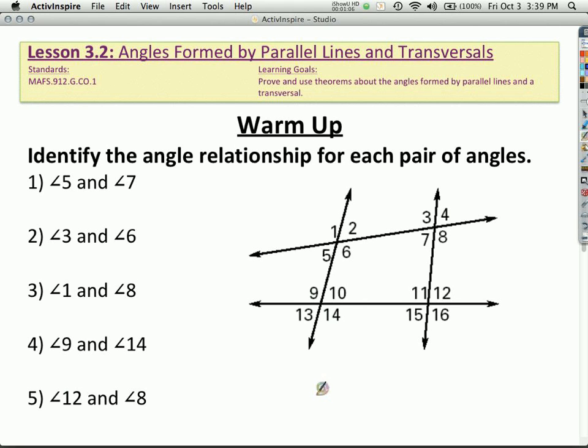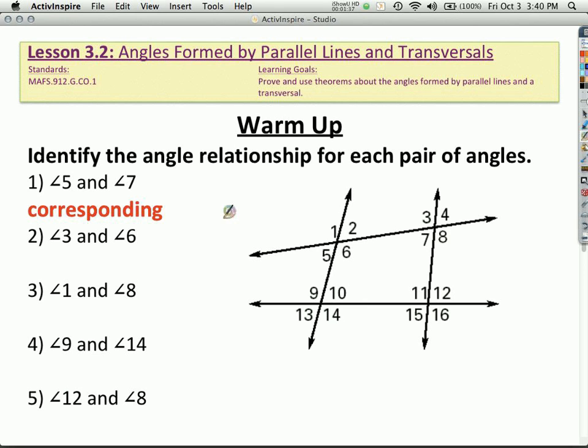Pencils down, colored pens up, and let's see how we're doing with understanding the different angle relationships that we are supposed to know so far. Number 1, angles 5 and 7, what relationship do they have? 1, 2, 3. We'll start with Stephanie, Sebastian, and then Stephen. You all think it's corresponding? It is corresponding. What about number 2, angles 3 and 6?